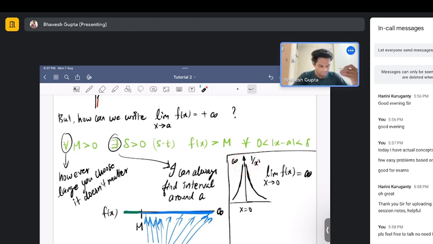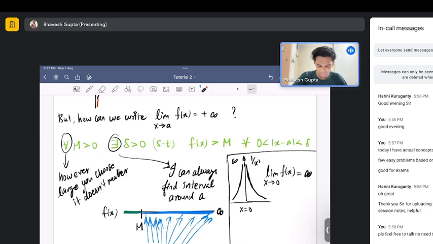So instead of defining an interval, we basically say that we have a very large number. Let's say over here we have a large number. So we define a large number such that I can always find an interval such that the function will always be greater than that large number which you give me.